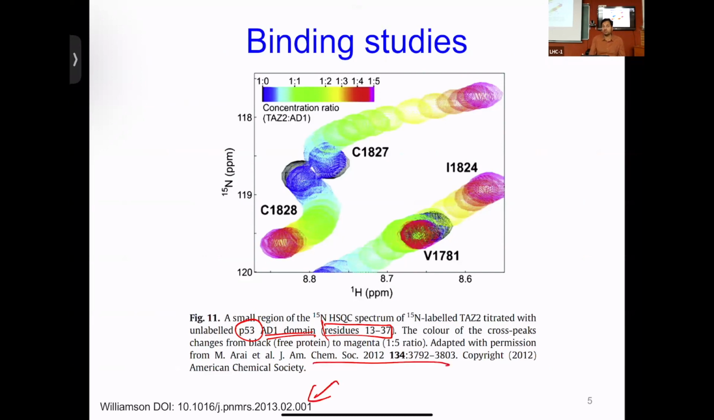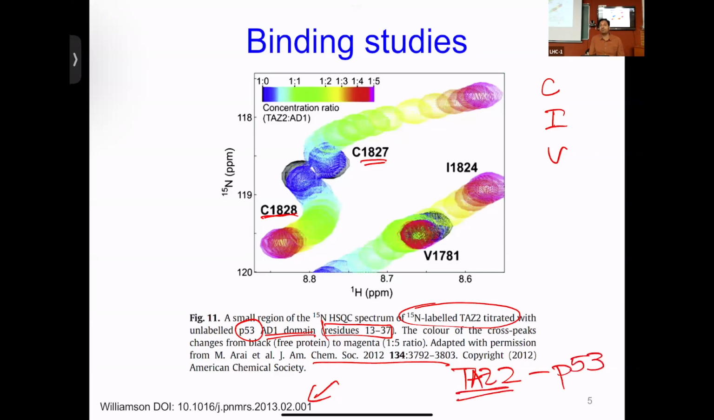This is the original reference, the review reference, where they're taking some cysteines that are present. C stands for cysteine, I stands for isoleucine, V stands for valine. And they're trying to show, as you titrate one protein with another protein, there's actually protein-protein binding studies. You take two proteins, and then you're titrating TAS2 protein with P53.